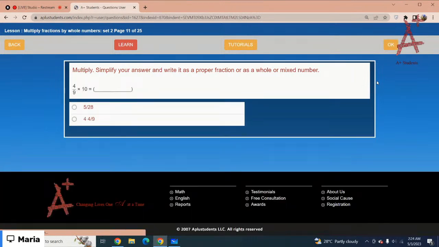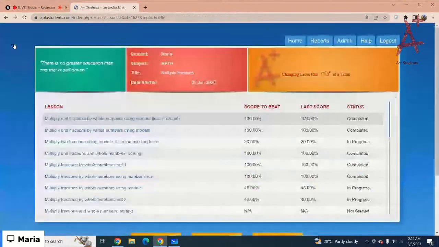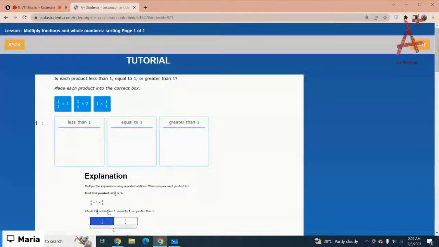Okay, you can complete the test by yourself later today. Let me just move on to the next lesson. And the next lesson is multiply fractions and whole numbers sorting. Okay, in each product, is each product less than 1, equal to 1, or greater than 1? So basically, you are given three fractions, you have to multiply, and then you need to see which one is less than 1, which one is equal to 1, and which one is greater than 1.